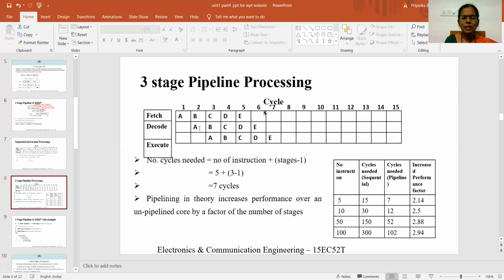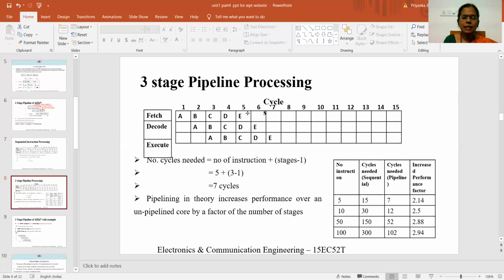Simultaneous operation is possible in pipelining. In the third cycle, instruction C is fetched, instruction B is decoded, and instruction A is executed. In the same way, instruction A needs 3 cycles to give the result. So after the third cycle, A will be executed and the result will be ready. In the fourth clock cycle, instruction D is fetched, and what we fetched in the previous cycle is decoded, and instruction B is executed.